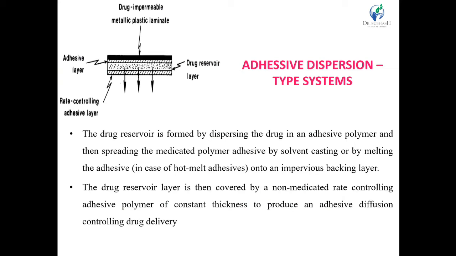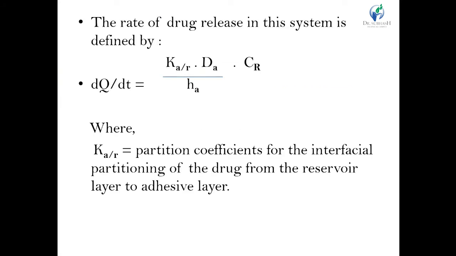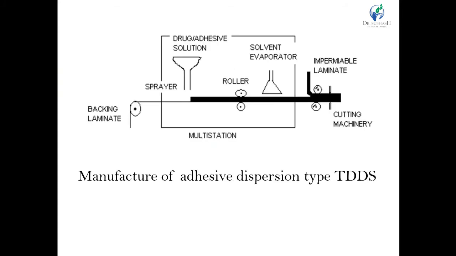First, the adhesive type dispersion system. The drug reservoir is formed by dispersing the drug in the adhesive polymer layer and then spreading the medicated polymer adhesive by methods such as solvent casting or melting the adhesives onto an impervious backing layer. The drug reservoir layer is then covered by a non-medicated rate controlling polymer membrane of constant thickness to produce the adhesive diffusion based controlled drug release system. Here the example equations are given for the rate of drug release with this type of system.